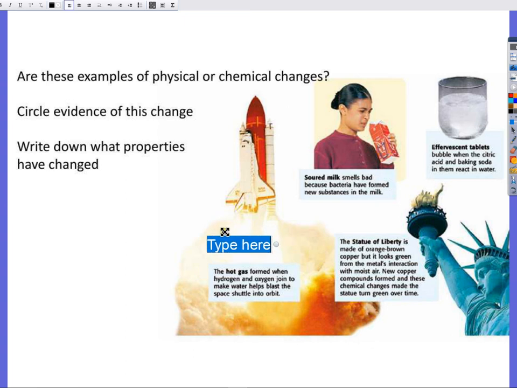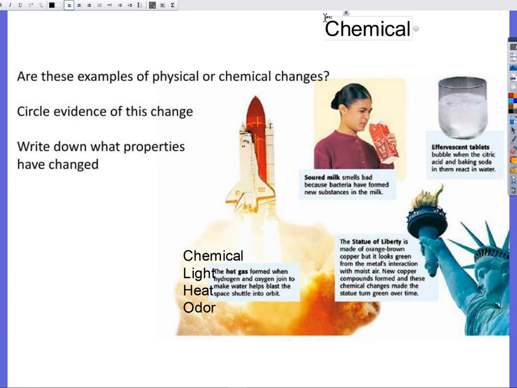The first one I'm going to do here is the rocket. And we know that this is a chemical change because you can't reverse. You can't take all those gases and put them back into the fuel. So it's a chemical change. We know it's a chemical change because the evidence is that you have light, heat, odor, you even have a change in color. Even milk up at the top. You cannot take soured milk and turn it back, so we know that that's a chemical change.